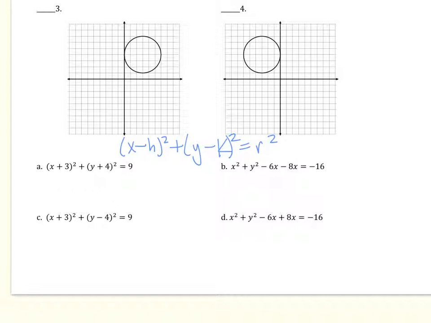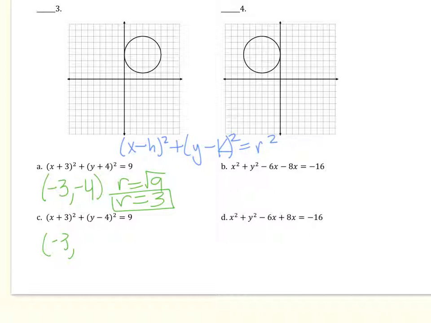So for example, for this problem, remember the opposite of what I see is what my center is. So my center would be negative 3 comma negative 4, and my radius would be the square root of 9 or 3. For question C, my center point is negative 3 comma positive 4, and my radius is the square root of 9. Again, it's 3. That's an equal sign. Sorry, guys.